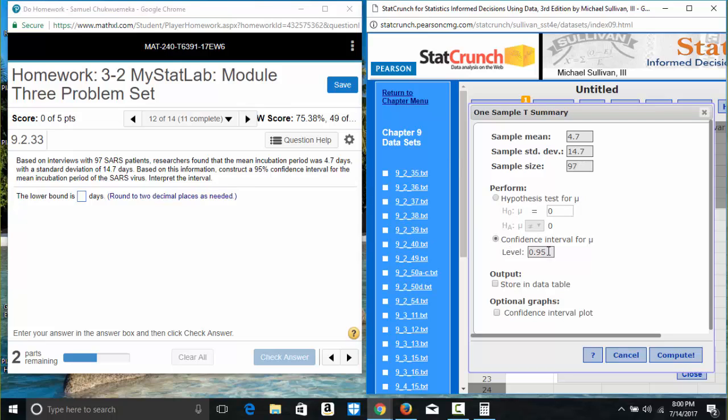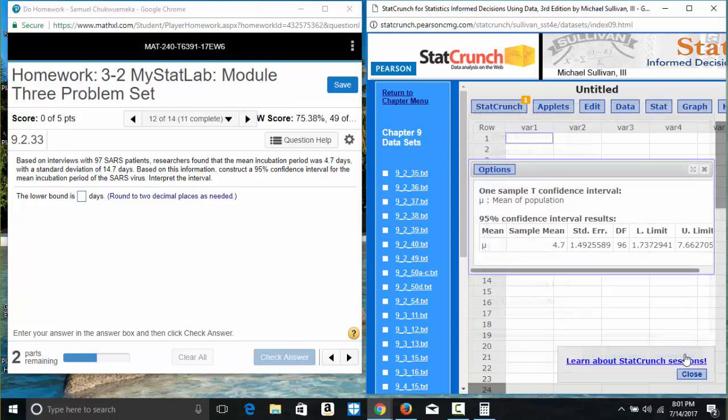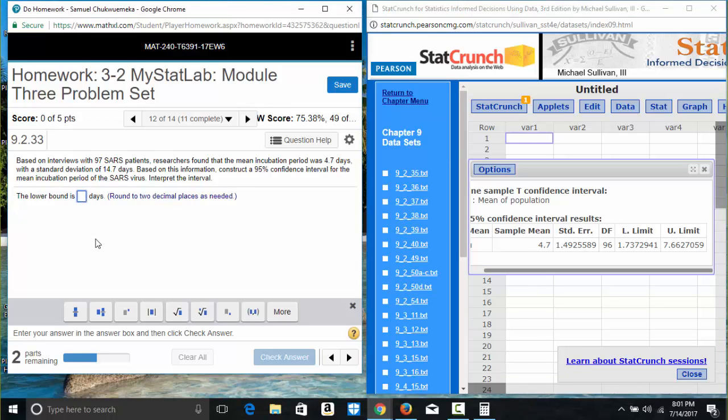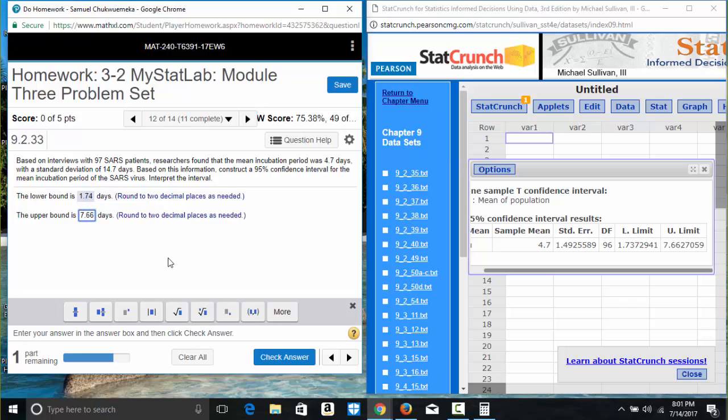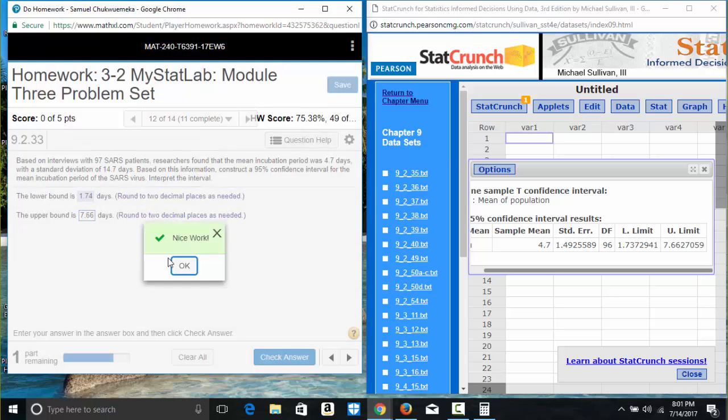Click on this radio button and it's 90, how many percent? 95% confidence interval. So we just leave that, okay? And then compute. And scroll down a little bit here. So the lower bound here is round to 2 decimal places as needed. Lower bound is 1.74. And upper bound is 7.66, as you can see.